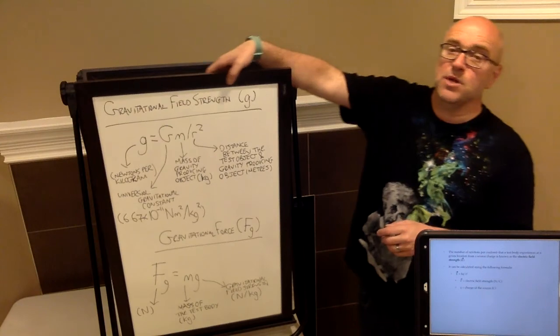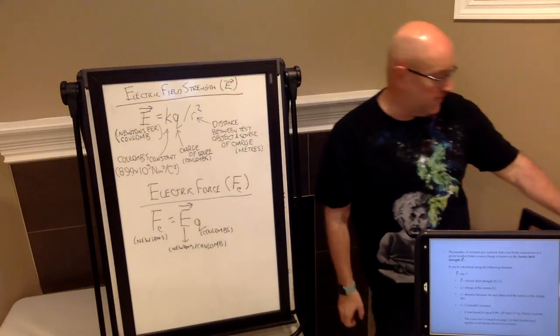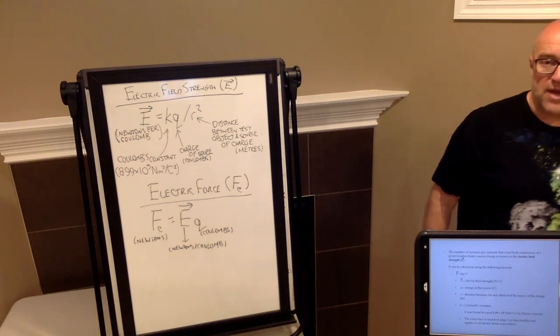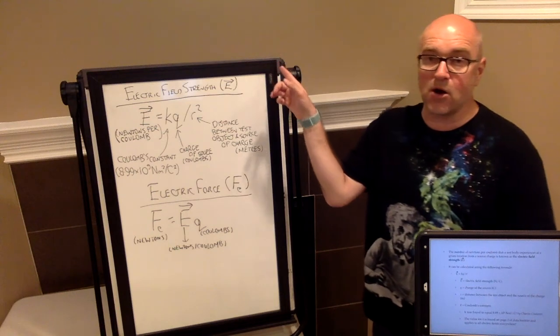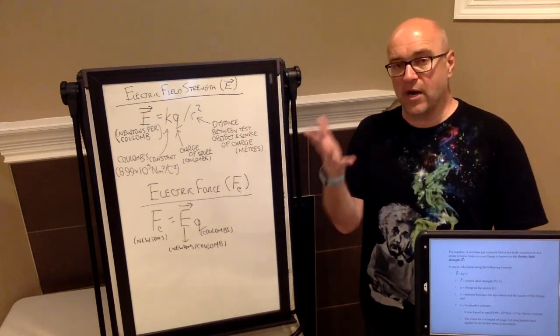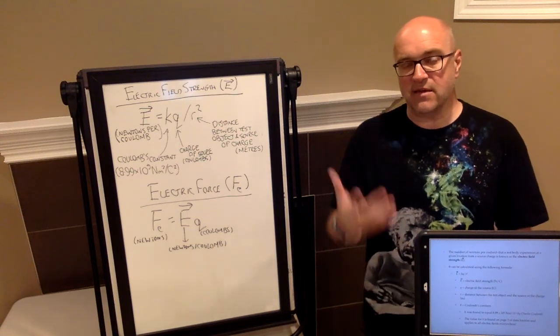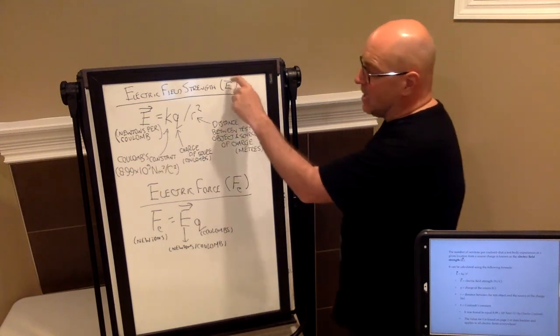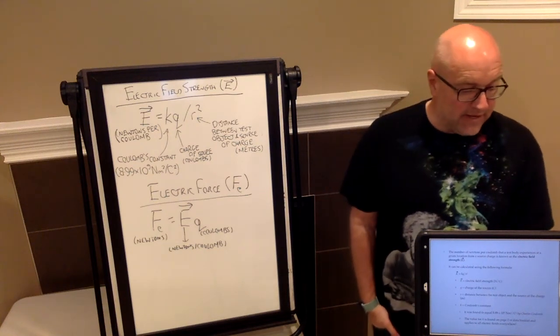Let's switch gears now to electrical fields and electrical force. Here are your equations for electrical field strength and electrical force. Let's first discuss electrical field strength, which is arrow over E. The reason there's an arrow over E is because we're already using E for energy, so we have to have a different designation. So if you see the E with a little arrow on top of it, that represents electrical field strength.